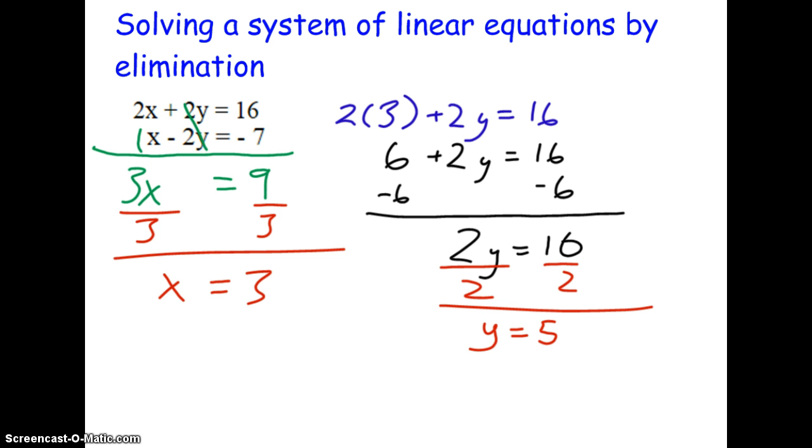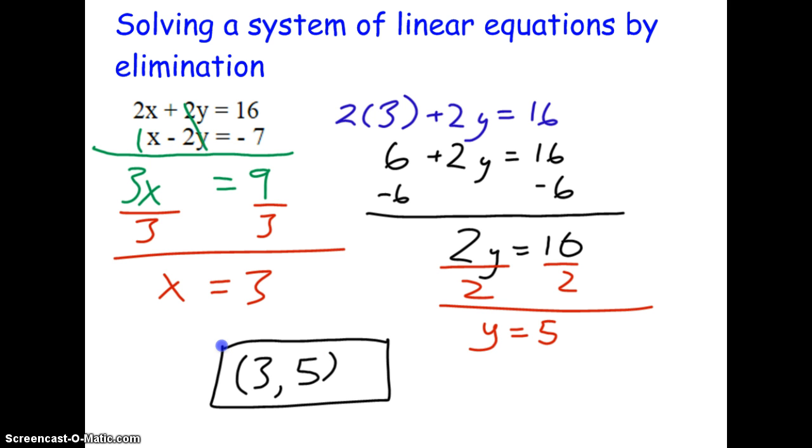So now my final answer in an ordered pair is x equals positive 3 and y equals positive 5. And that is how you solve a system of equations by using elimination. We say elimination because we eliminated the y's, the very first step, and then solved for x. Then use that x to solve for y.